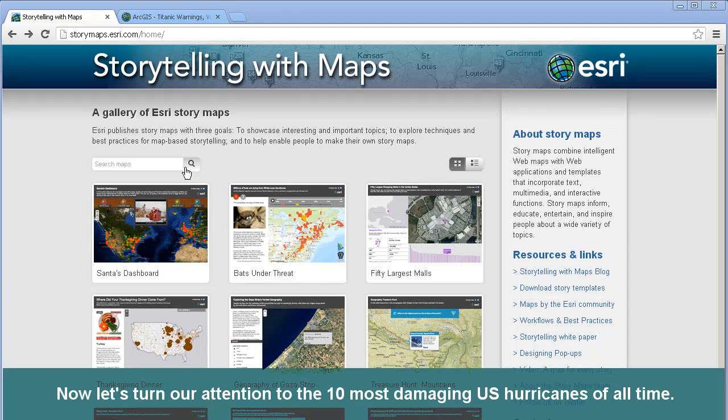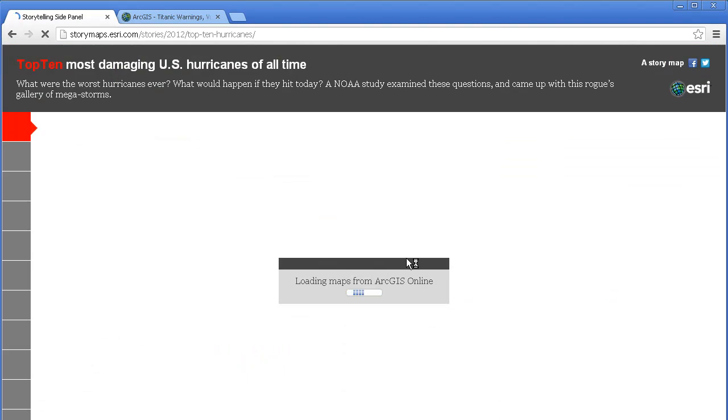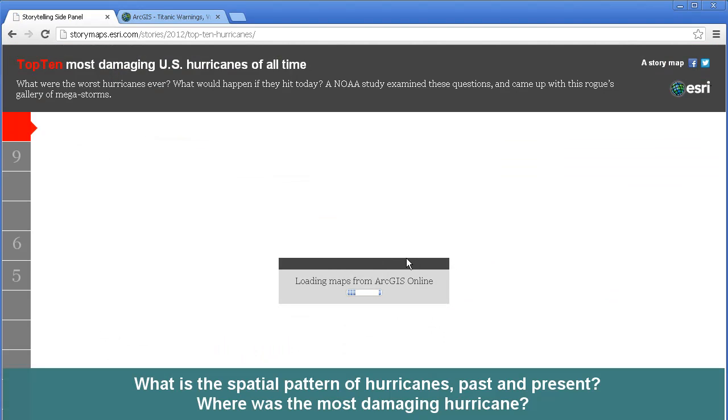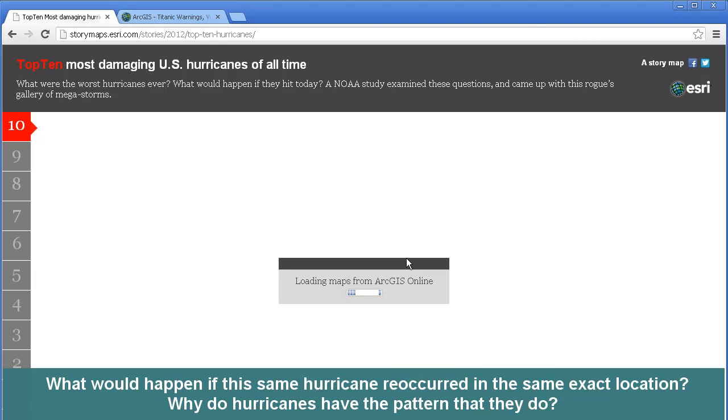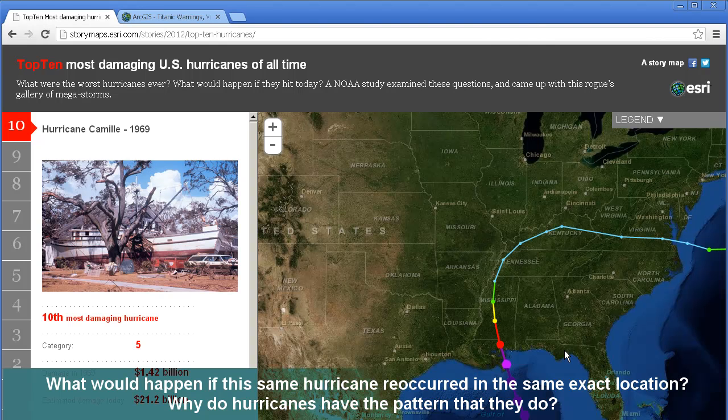Now let's turn our attention to the 10 most damaging U.S. hurricanes of all time. What is the spatial pattern of hurricanes past and present? Where was the most damaging hurricane? What would happen if this same hurricane reoccurred in the exact same location? Why do hurricanes have the pattern that they do?